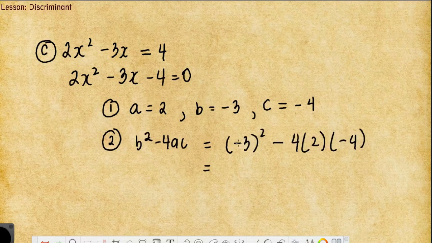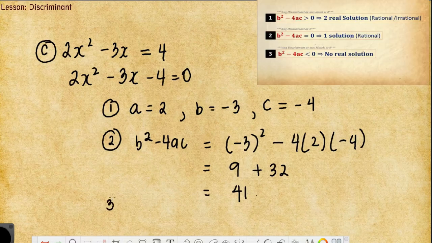Okay, let's simplify. So we have negative 3 squared, that is 9. Negative 4 times 2, we have negative 8 multiplied by negative 4, that's positive 32. If we get the sum of these two numbers, 9 plus 32, that is 41. Okay, so now, for the final step, identify natin yung ating discriminant. Once again, ang discriminant natin is 41, and that's positive number, and alam natin na ang positive number ay greater than to 0. Okay? Ang 41 ay greater than 0.